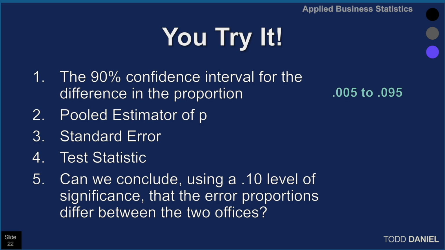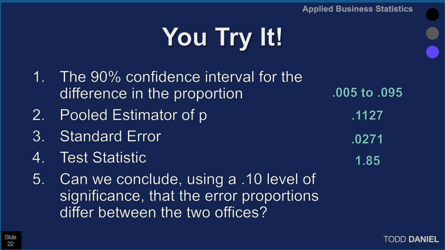And remember, this is the 90% confidence interval, meaning you would change your 0.05 to a 0.10 to get a 90% confidence interval. The pooled estimator for P, again, kept at that 90% level, is 0.1127. The standard error is 0.0271. The test statistic is a 1.85.